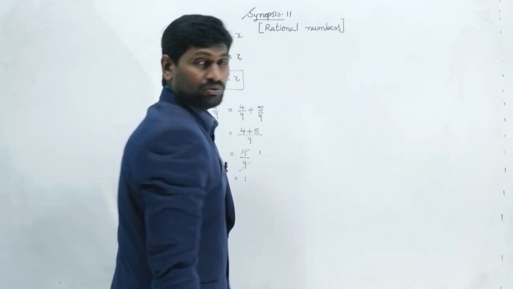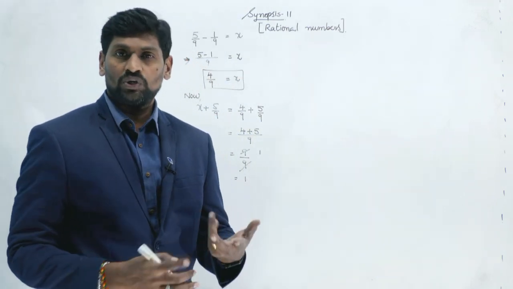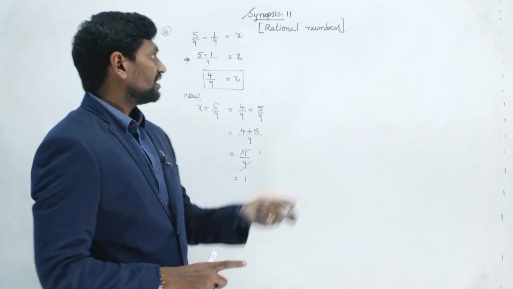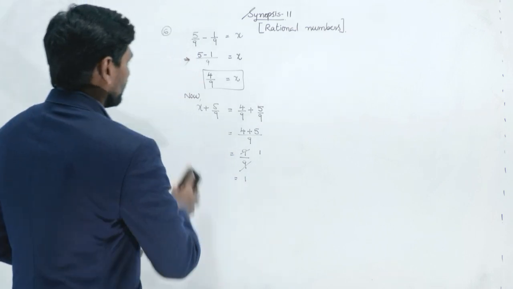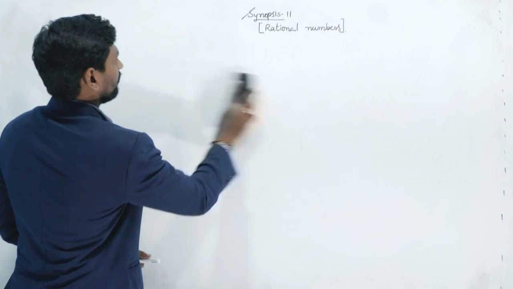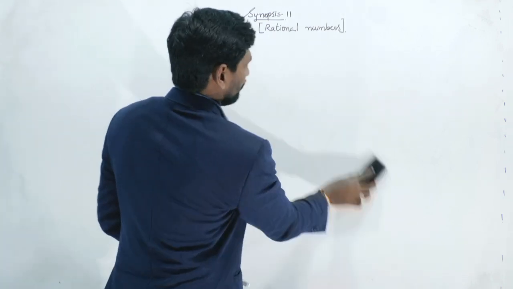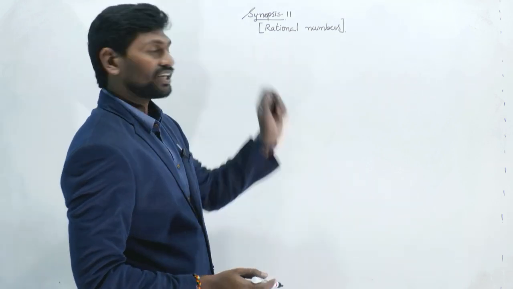Until now you learned different types of number systems like natural numbers, whole numbers, integers. Now rational numbers. Rational numbers are nothing but numbers which can be written in the form of p by q. The numbers which can be written in the form of p by q are called rational numbers.